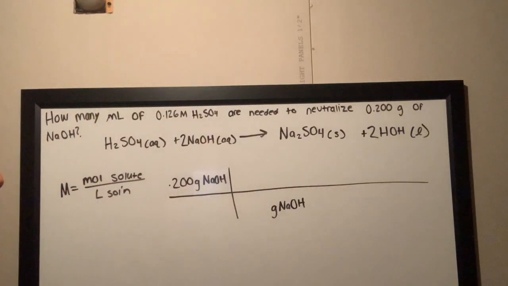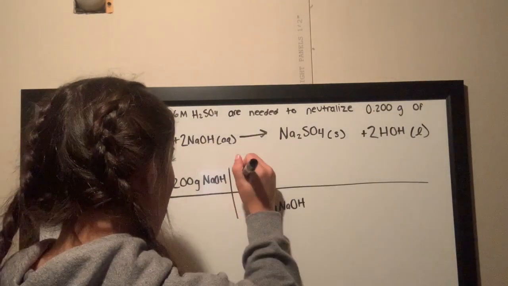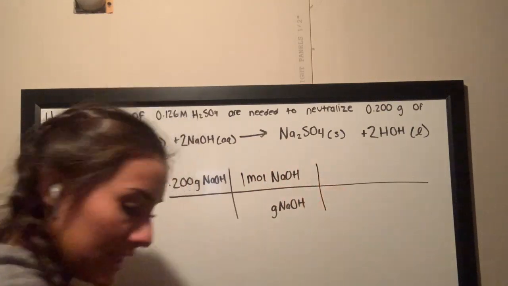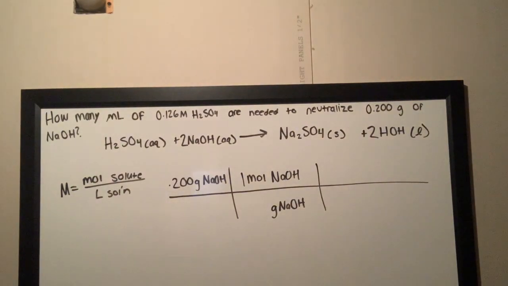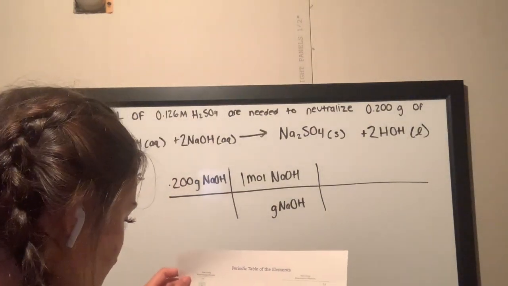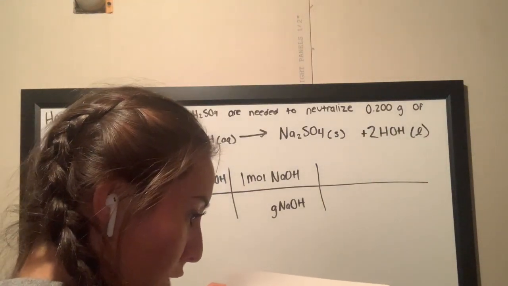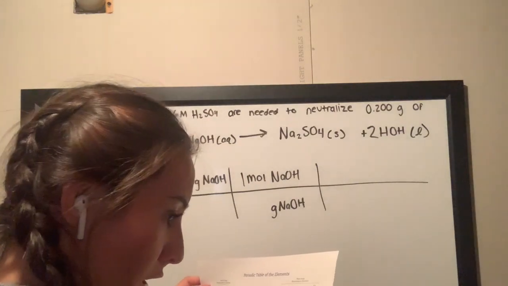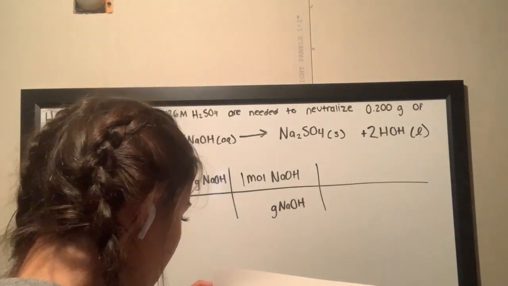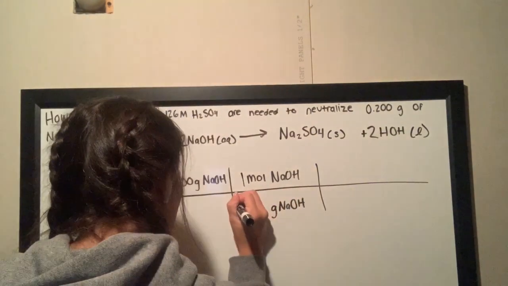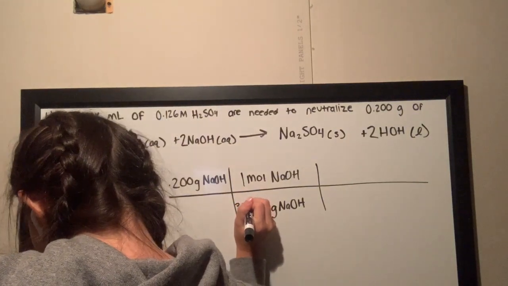And what we want to do is first find how many grams are in 1 mole of NaOH. And to do that, you need the periodic table. Okay, sorry. So we're going to find Na 22.989770 plus O 15.9994 plus H 1.00794. So that's going to be 39.99711.